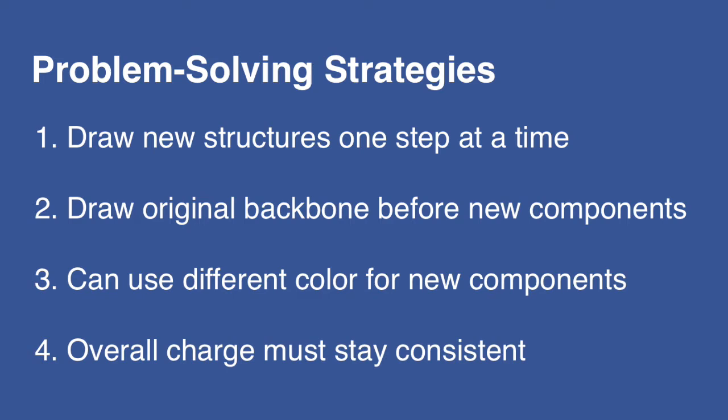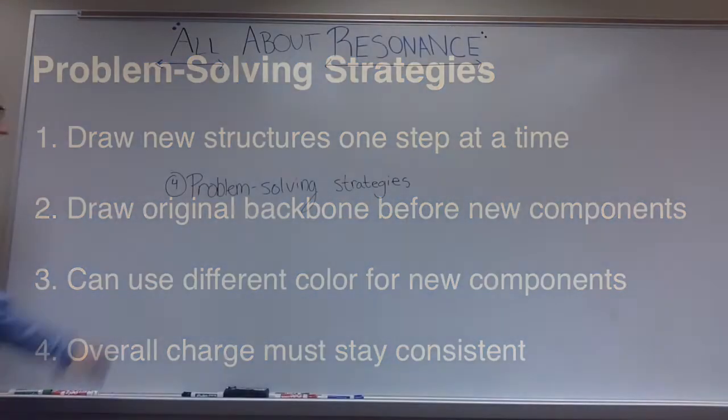to draw in the new stuff. Another thing to note is when you're drawing resonance structures, the formal charge must stay the same between them. So if you start off with a neutral compound, it has to either stay completely neutral or the charges have to add up to be a formal charge of 0. Okay, now we're going to move on to some examples.